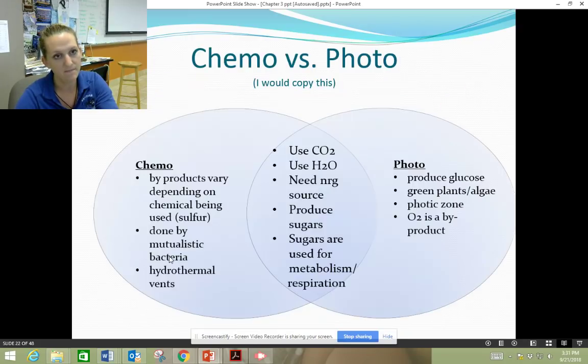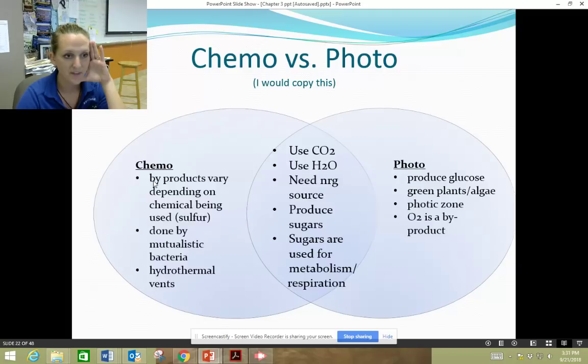Okay. Chemo versus photo. I would copy this. What do they both use? They both use carbon dioxide. They both use water. They both need an energy source. They both produce sugars or carbohydrates. The sugars are used for them to do respiration or for them to do metabolism with their own body.